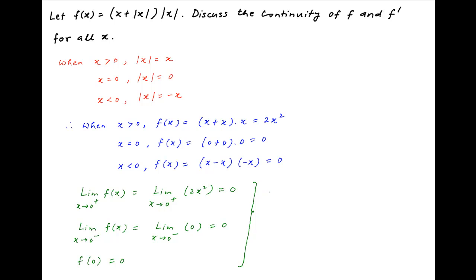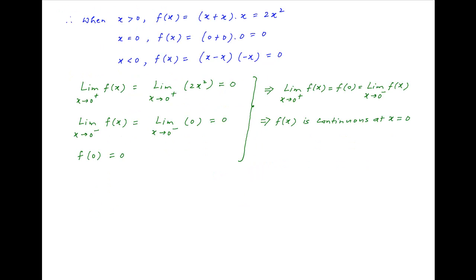Putting these three results together, we note that the limit of f(x) when x tends to 0 from the positive side is equal to the value of the function at 0, which in turn is equal to the limit of f(x) as x tends to 0 from the negative side. And therefore, f(x) is continuous at x equal to 0. And we've already noted that f(x) is continuous at all points other than x equal to 0 as well. Therefore, f(x) is a continuous function for all values of x.